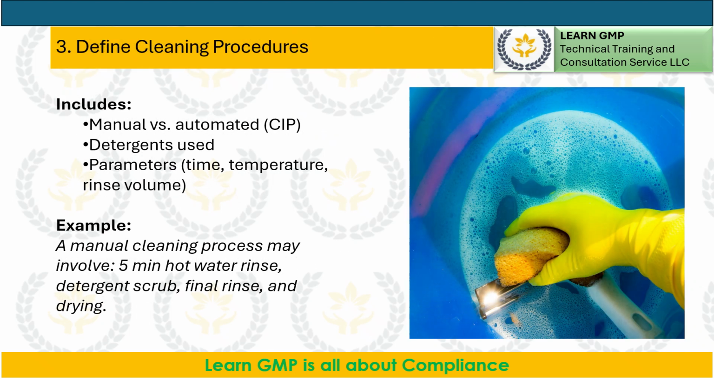Define the cleaning procedure is another main step, which includes manual versus automated, CIP, detergents used, and parameters like time, temperature, and rinse volume. Example: a manual cleaning process may involve a 5-minute hot water rinse, detergent scrub, final rinse, and drying.